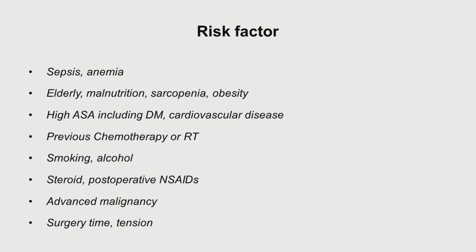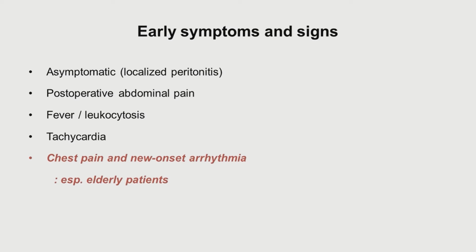The risk factors of leakage, except technical problems, are sepsis, anemia, elderly, malnutrition, sarcopenia, obesity, high ASA score, previous chemotherapy or radiotherapy, smoking, alcohol, steroid, postoperative NSAIDs, and advanced malignancy. In case of localized peritonitis, patients could complain of no symptoms, but most patients complain of postoperative abdominal pain, fever, leukocytosis, and tachycardia. In elderly patients with chest pain or new onset arrhythmia after gastrectomy, anastomosis leakage must be ruled out.